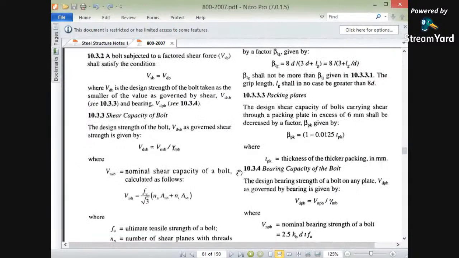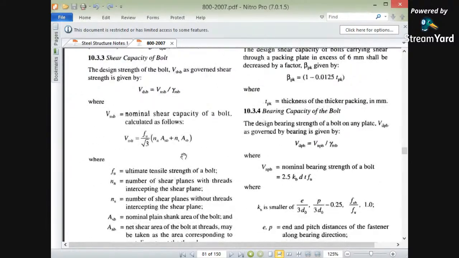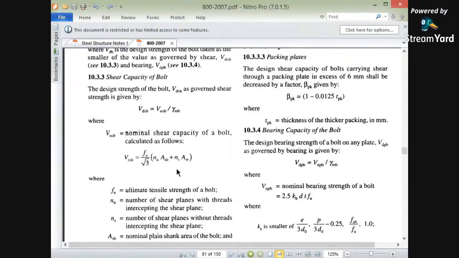First, how to find out the shear capacity of bolt? With the help of this formula, we can find the shear capacity of bolt, that is VDSB equals capital VNSB divided by gamma MB. How to find out gamma MB? It has been given in Table number 5. In Table 5, we have to find the value of gamma MB. The values are taken as 1.25 and 1.5, as mentioned in the table. So we have to refer to this table while finding gamma MB.